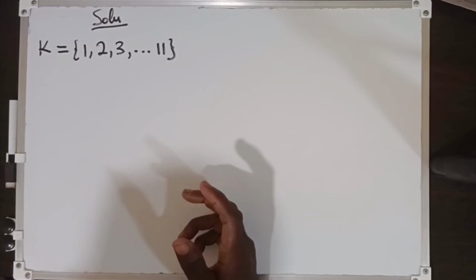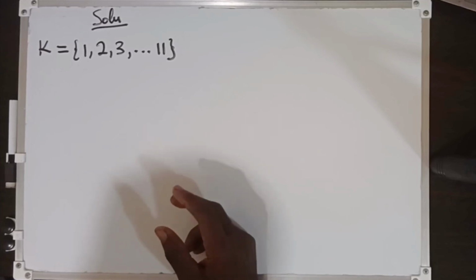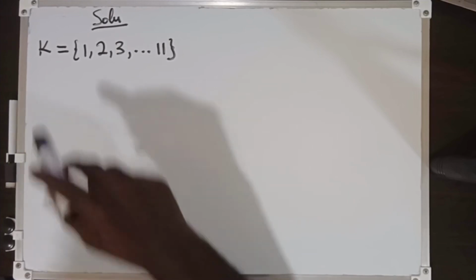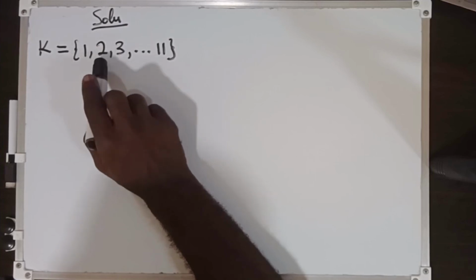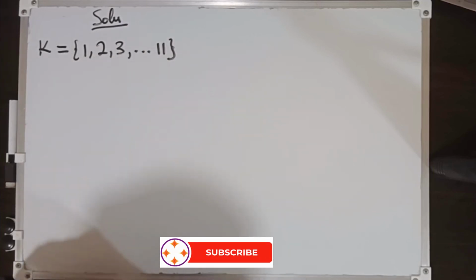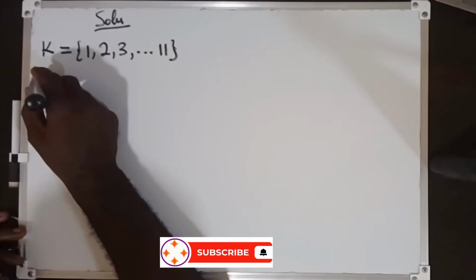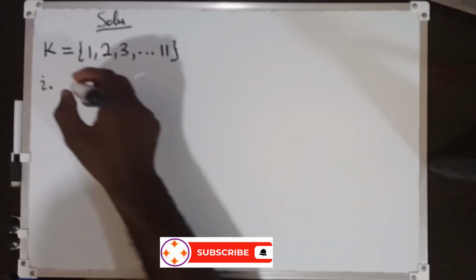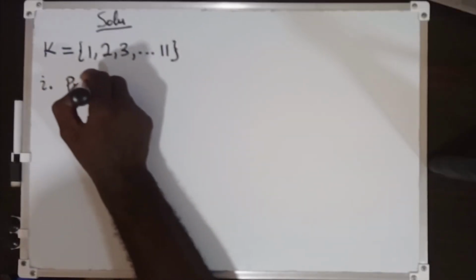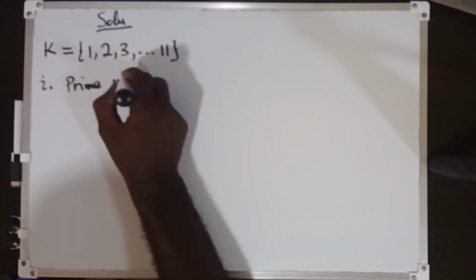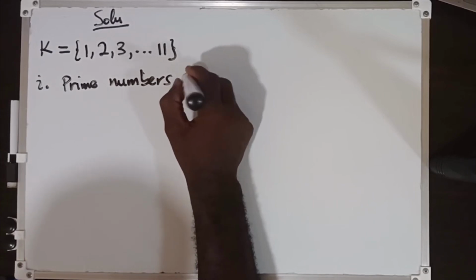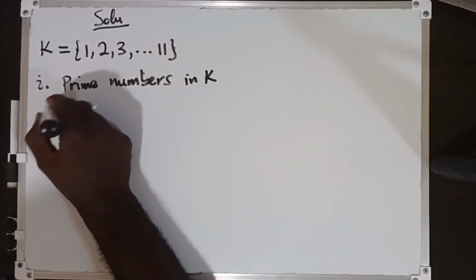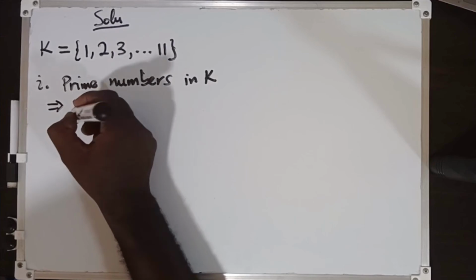We know that prime numbers are numbers that have only two factors, that is 1 and the number itself. 1 is not a prime number. The first prime number is 2. So if we are listing prime numbers in k, that is going to be this set.